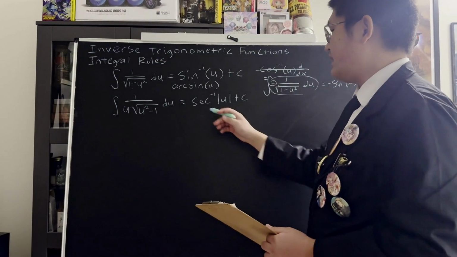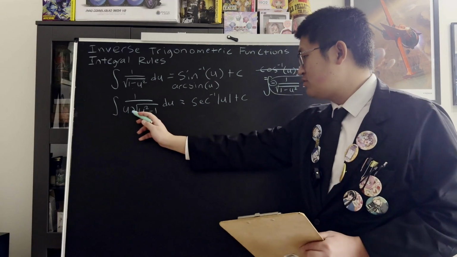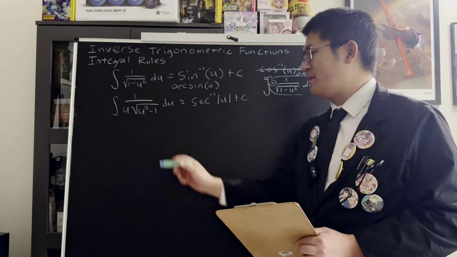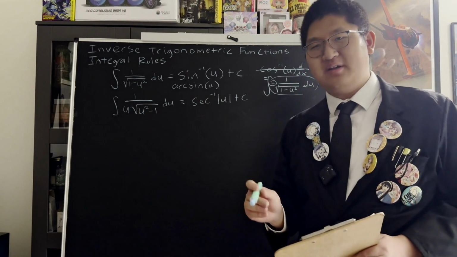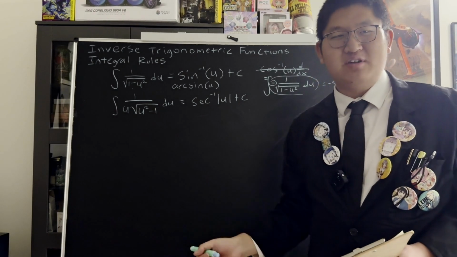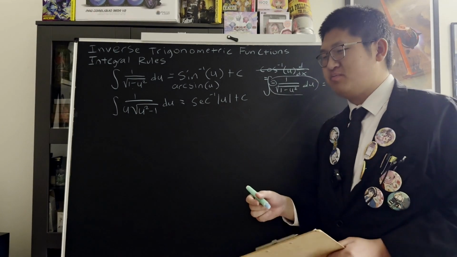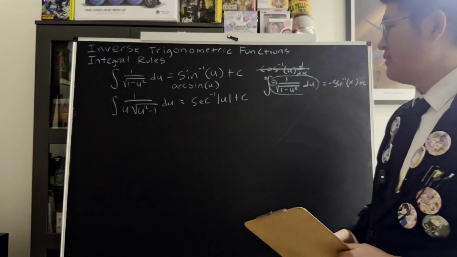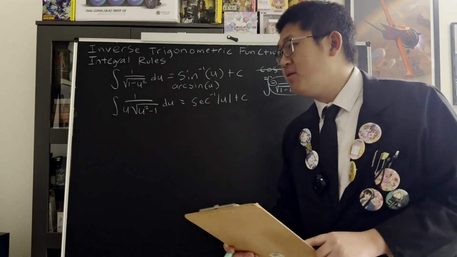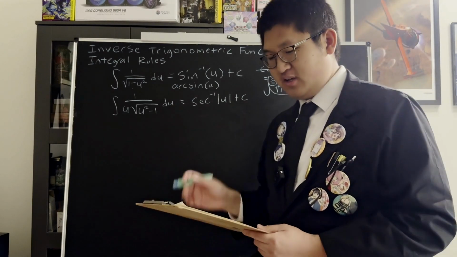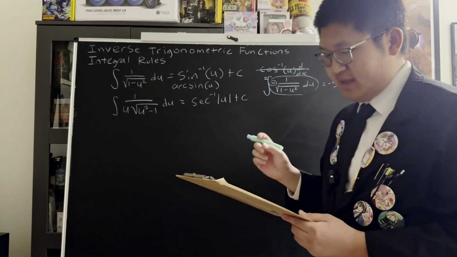Let's move forward with the inverse secant. Again, it's u multiplied by the square root of u squared minus 1, all in the denominator. For these guys, these are just subjects of memory, in which once you see it, you should be able to put it together in your mind. But lastly, what I will describe as the most important rule amongst all the inverse trig functions will be this last one.